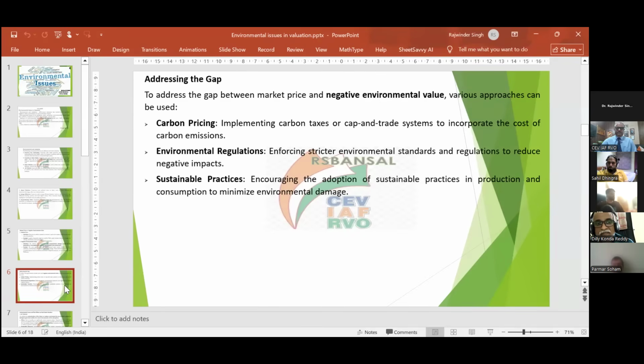Carbon pricing: implementing carbon taxes or cap and trade systems to incorporate the cost of carbon emissions. Then enforcing stricter environmental standards and regulations to reduce negative environmental impacts, and encouraging the adoption of sustainable practices in production and consumption to minimize environmental damage. This is how you can address the gap between market price and negative environmental value.